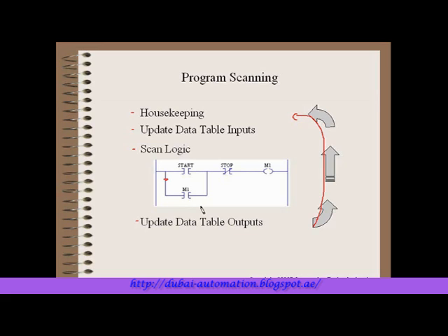PLC program scans are very quick. You will see them on the order of milliseconds and microseconds. So we're looking at information that's being processed very quickly, and it obviously has to be able to monitor relays, encoders and other fast-acting devices out in the field.